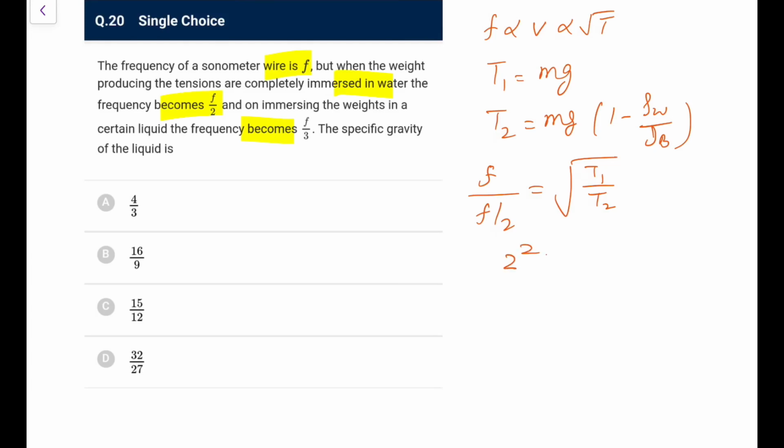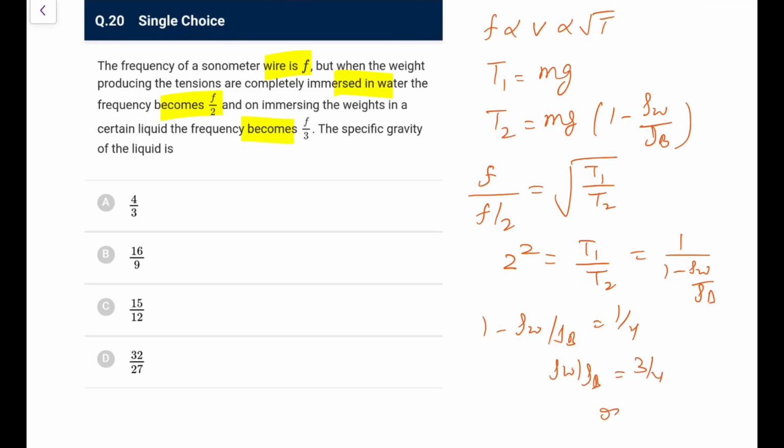So squaring, 2 square is T1 by T2, and T1 by T2 is 1 upon 1 minus rho W by rho B. So 1 minus rho W by rho B comes out as 1 by 4. So rho W by rho B comes out as 3 by 4, or you can say body density is 4 by 3 times the density of water.